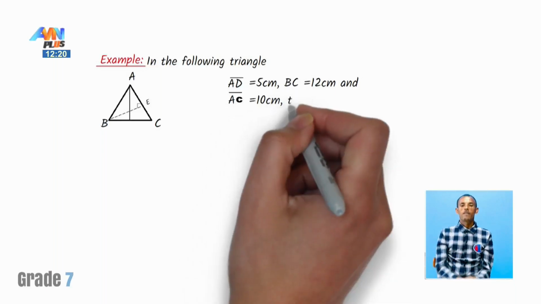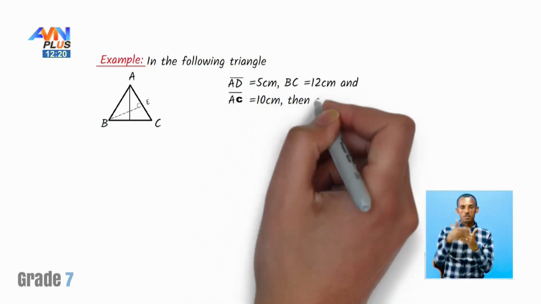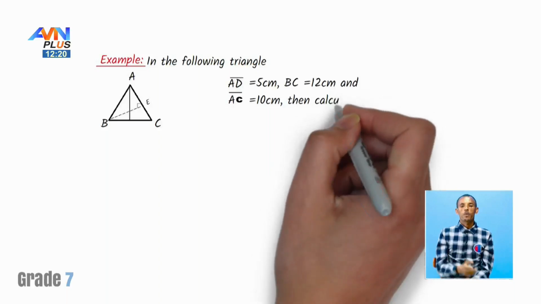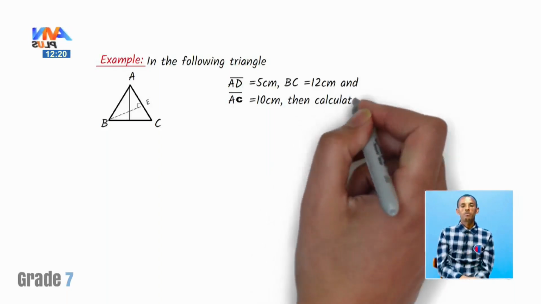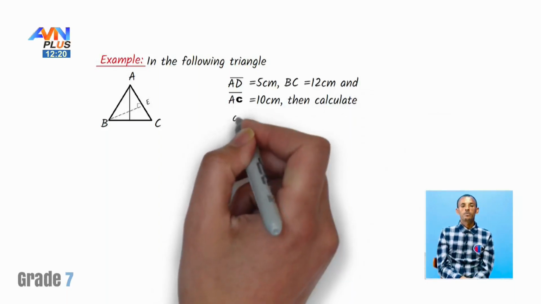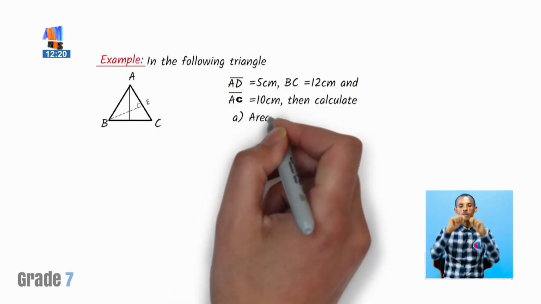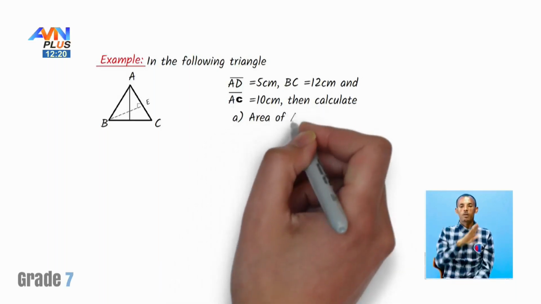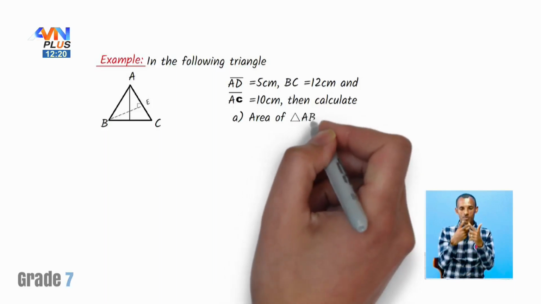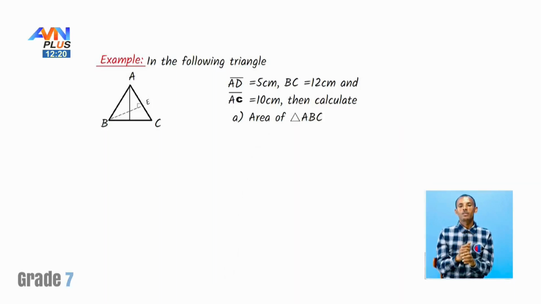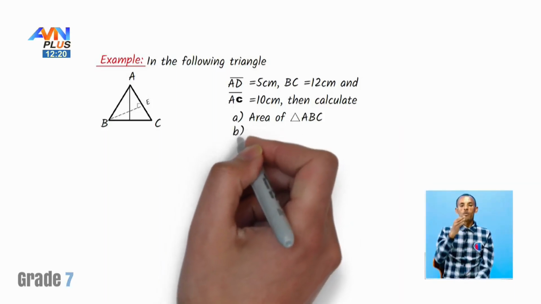Then calculate one, the area of triangle ABC, and two, the length of BE.